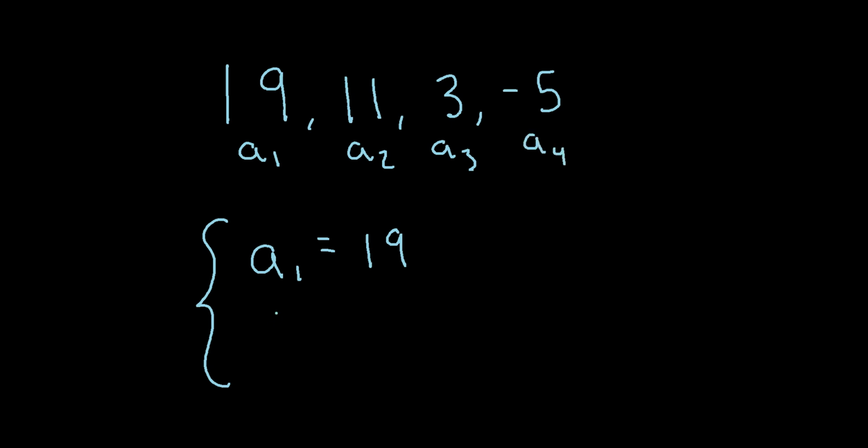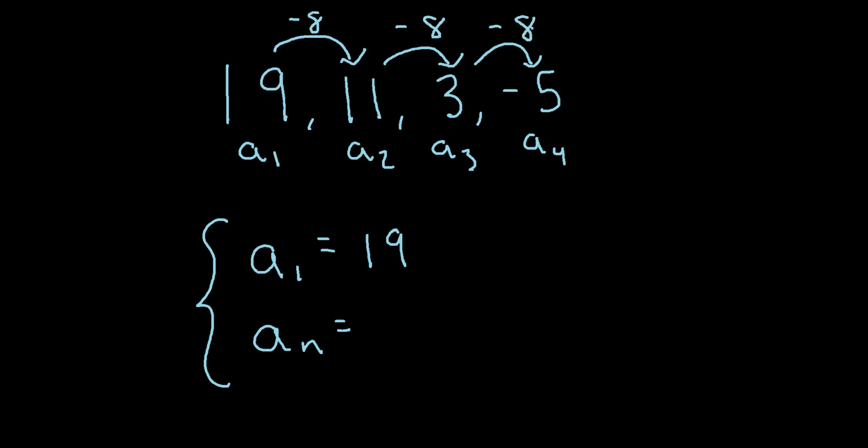Now remember, the other piece of information that we want to include in our formula is a sub n. So how can we get the nth value in this sequence? Well, remember the rule that we use. We have to try to find what is the rule to go from one value to the next value. Well, to go from 19 to 11, we could subtract 8. To go from 11 to 3, it looks like we could also subtract 8. And to go from 3 to negative 5, we could also subtract 8. So it looks like our rule to get the next value is simply to subtract 8.